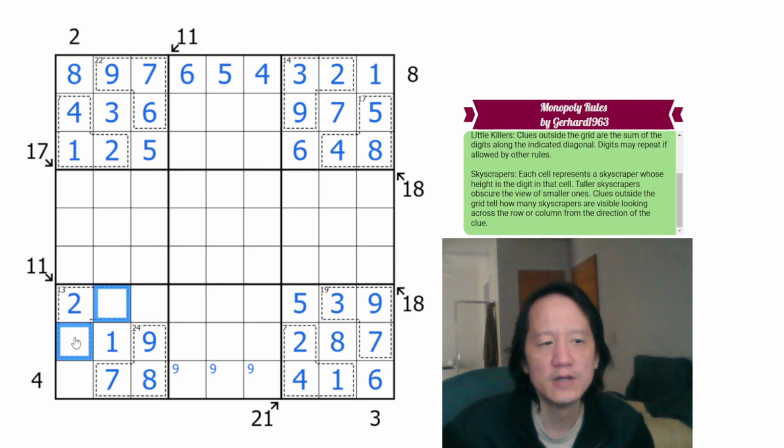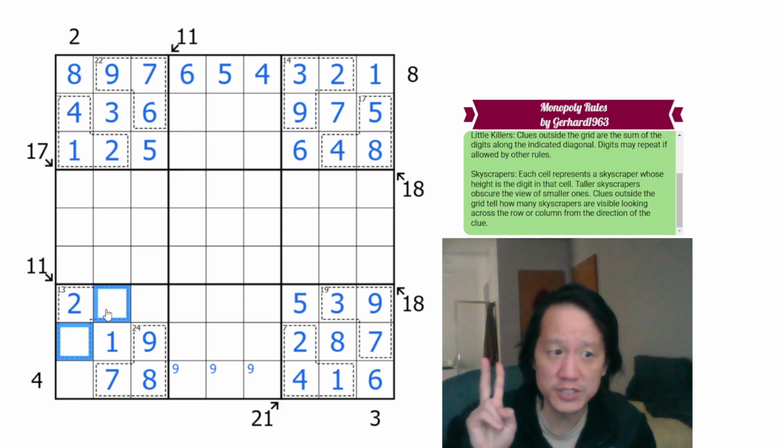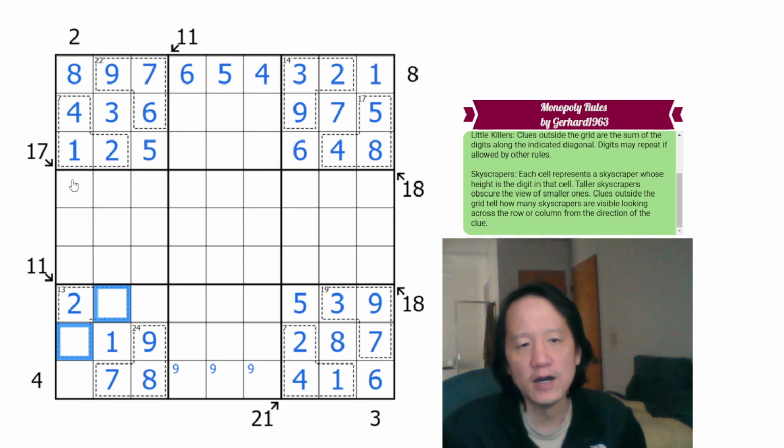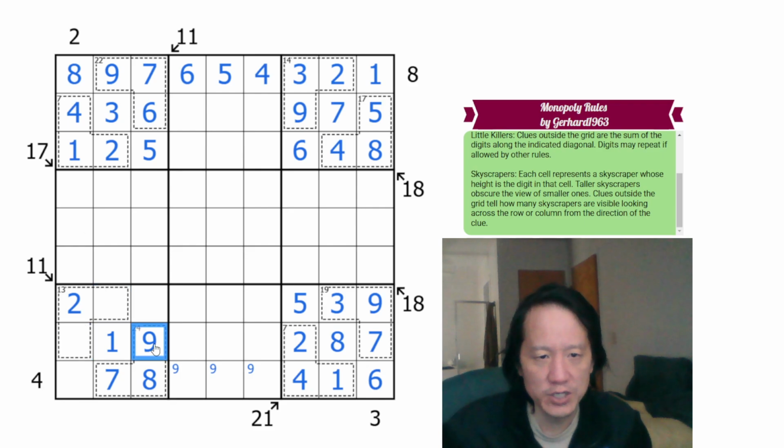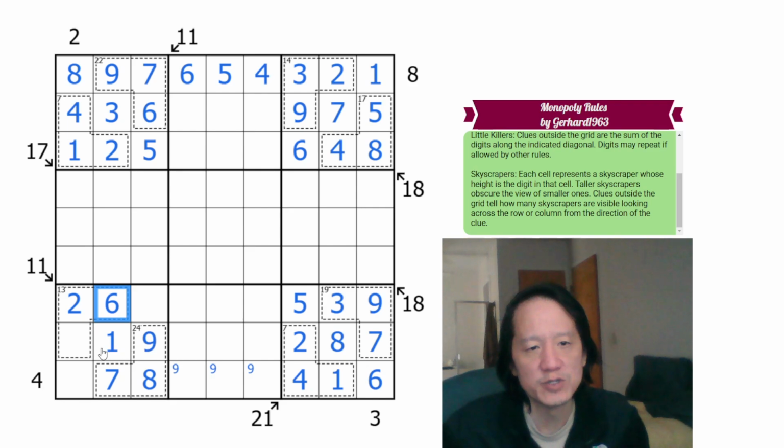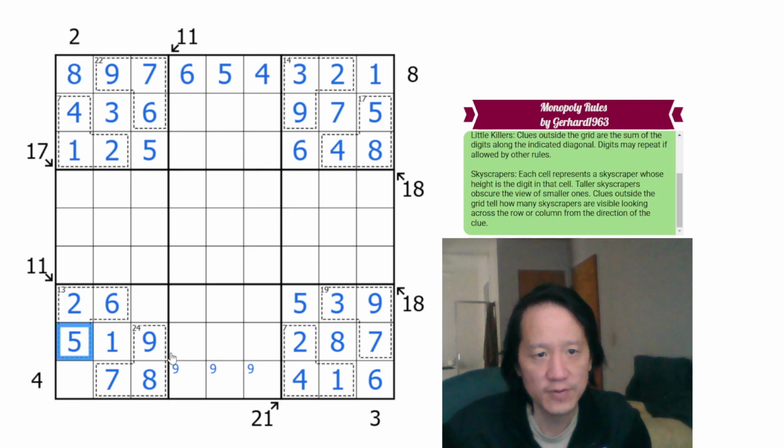which is 11. Now, if you have two digits adding up to 11, we can already eliminate 2 and 9, because we already have a 9, 3 and 8, because we already have an 8, and 4, 7, because we already have a 7. Therefore, this must be 5 and 6. And 5 cannot be here, so this must be 6, which makes this a 5.